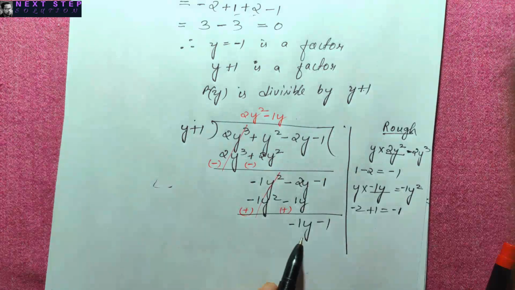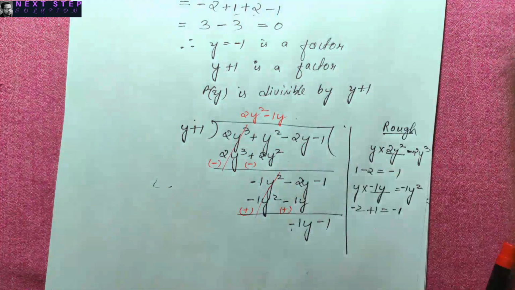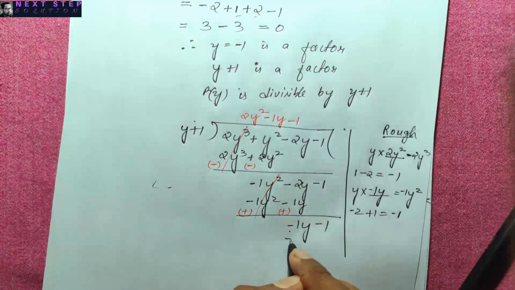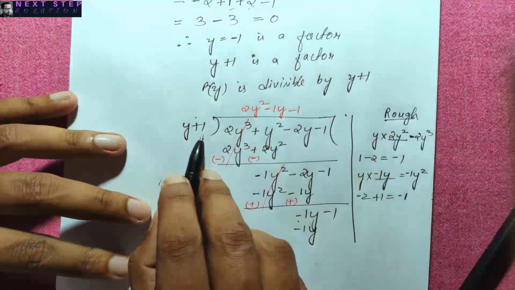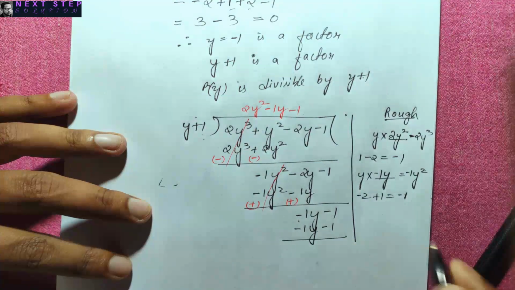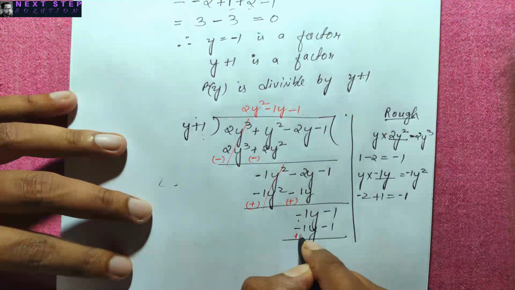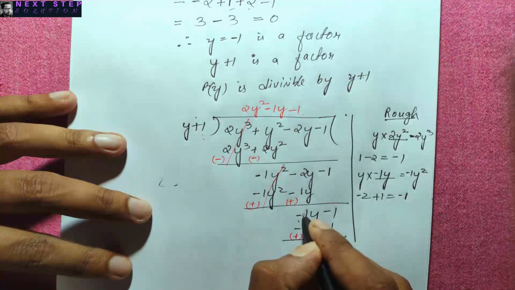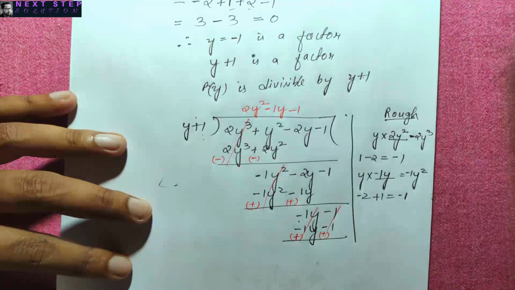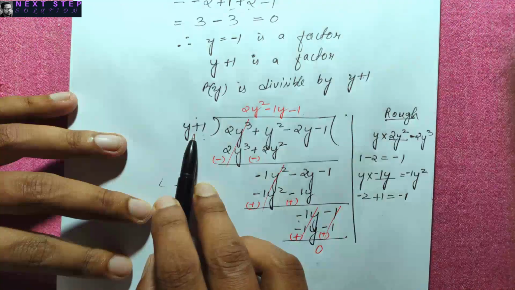Now y should be multiplied with something to get minus 1 y. Y, if we multiply with minus 1, we get minus 1 y. And then this 1 should be multiplied with minus 1. 1 into minus 1 is minus 1. Now we change the sign. This becomes positive and this becomes positive. 1y plus 1y and minus 1y will become 0, plus 1 and minus 1 will become 0. We got the remainder 0, which has to be 0 because we already know it is a factor.